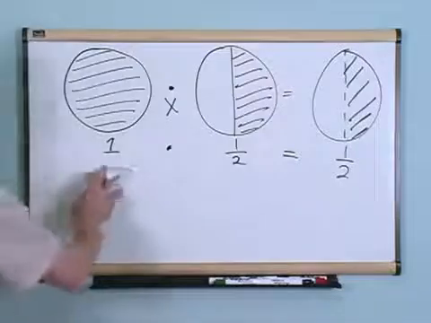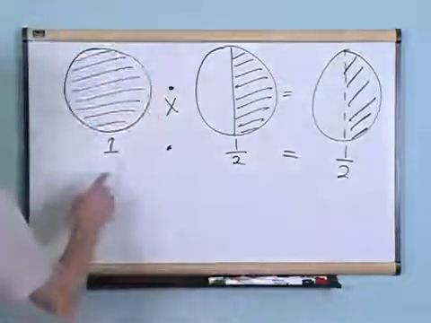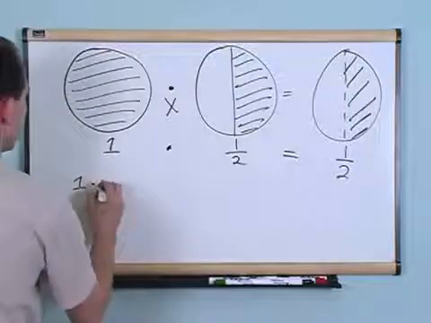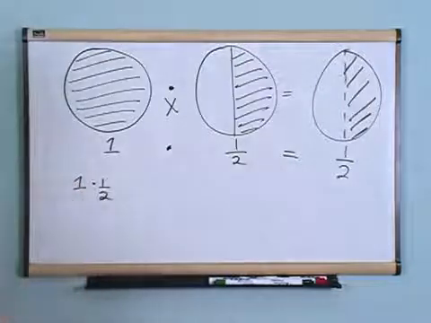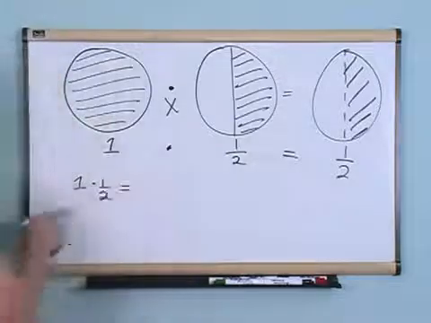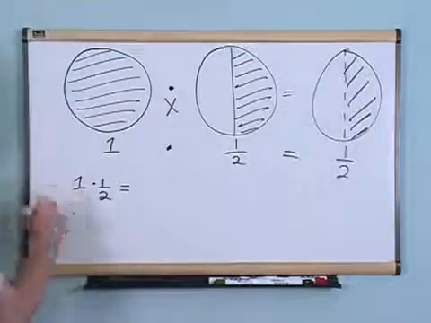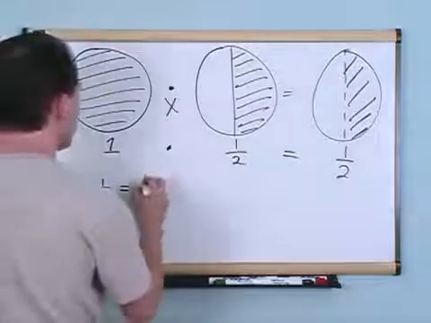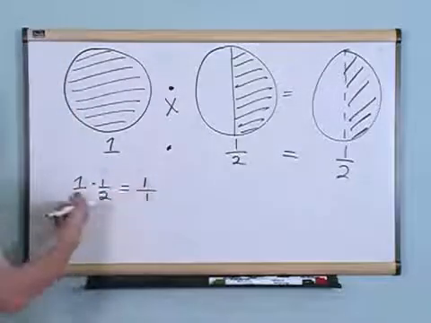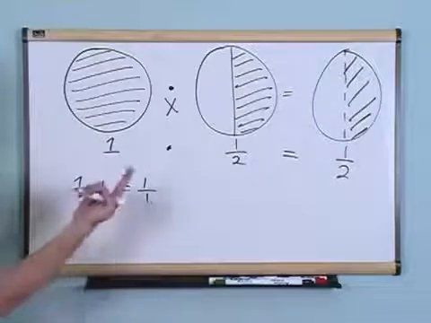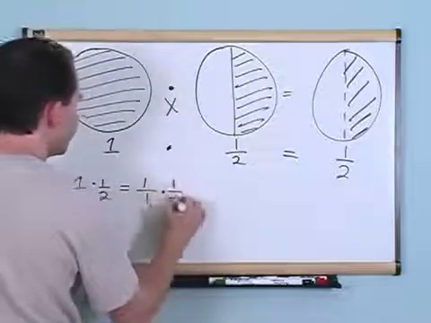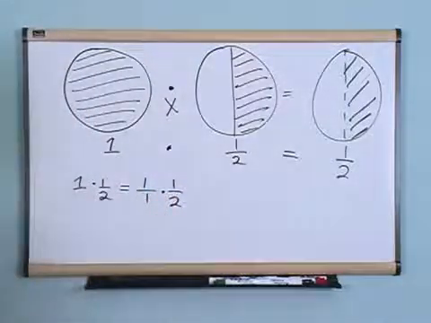Now, how do you do this in terms of math? You start out with 1, and you're multiplying by 1/2. Well, in order to multiply fractions, you have to write everything in terms of a fraction. What would 1 be written as in terms of a fraction? It would be 1/1. Because don't forget, anything divided by itself is just 1. So 1/1 is exactly the same thing as 1. And I'm going to multiply by 1/2. This dot just means multiply.